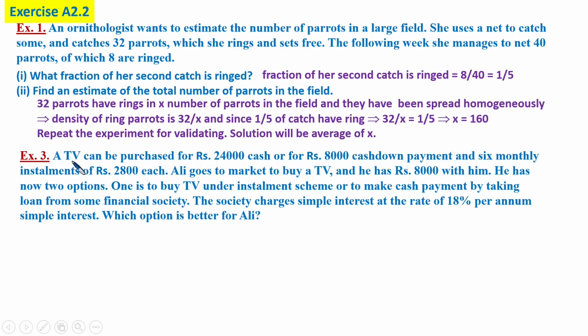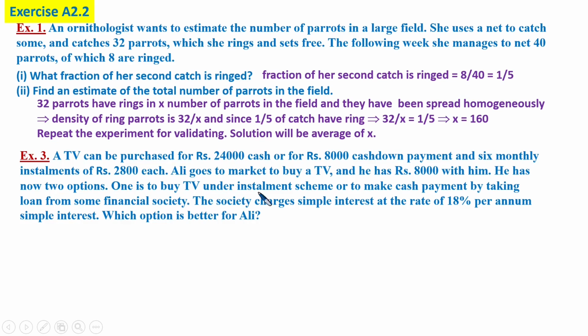Next exercise: a TV can be purchased for rupees 24,000 cash, or for rupees 8,000 cash down payment and 6 monthly installments of rupees 2,800 each. Ali goes to a market to buy a TV and he has only rupees 8,000 with him. He has now two options. One is to buy the TV under installment because he doesn't have so much money. He has only 8,000 rupees.